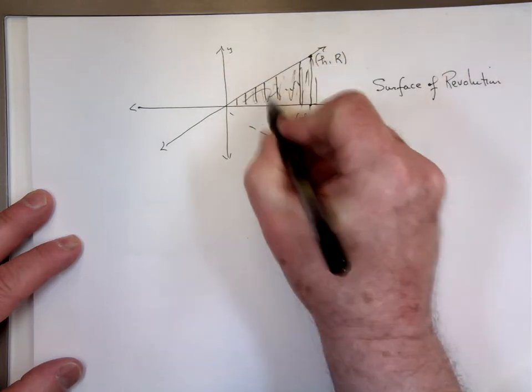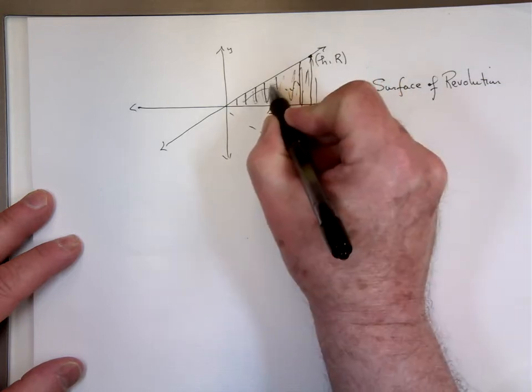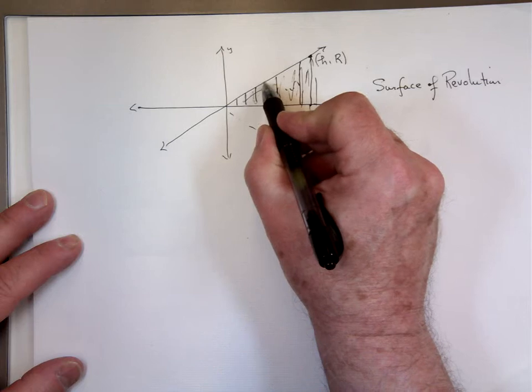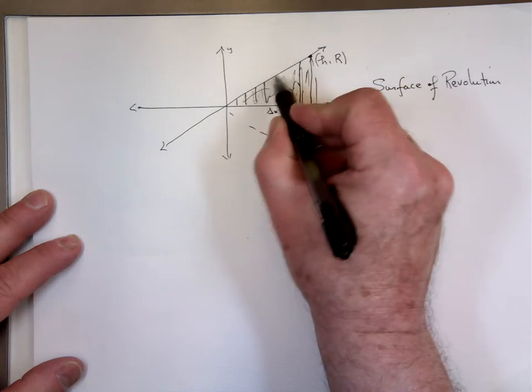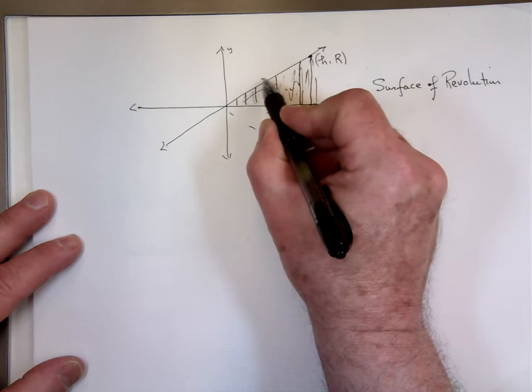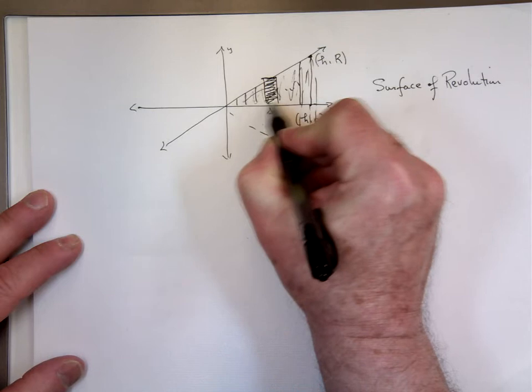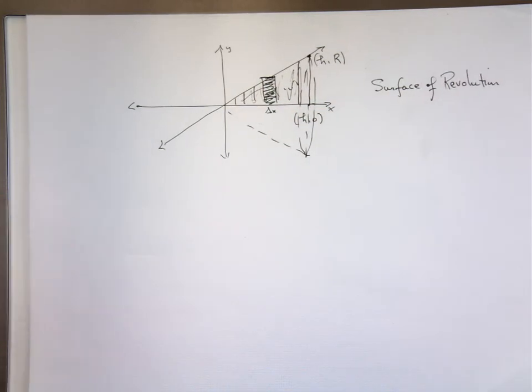Let's take this one rectangle. Let's say this is delta x here. And what I can do is take a left endpoint or a right endpoint or a point in between, some point in here. Okay? And let's see what volume is generated by this one rectangle.